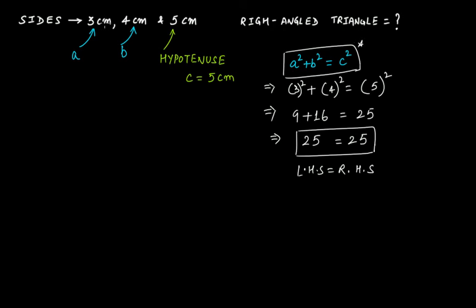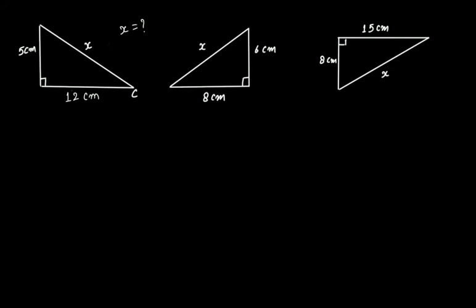That's why these sides will represent the three sides of a right angle triangle. Yes, it is true. Okay, so that's the importance of Pythagoras property. Let's solve some problems based on Pythagoras property, and let's begin with this one. In all these cases, you have to find the value of x.